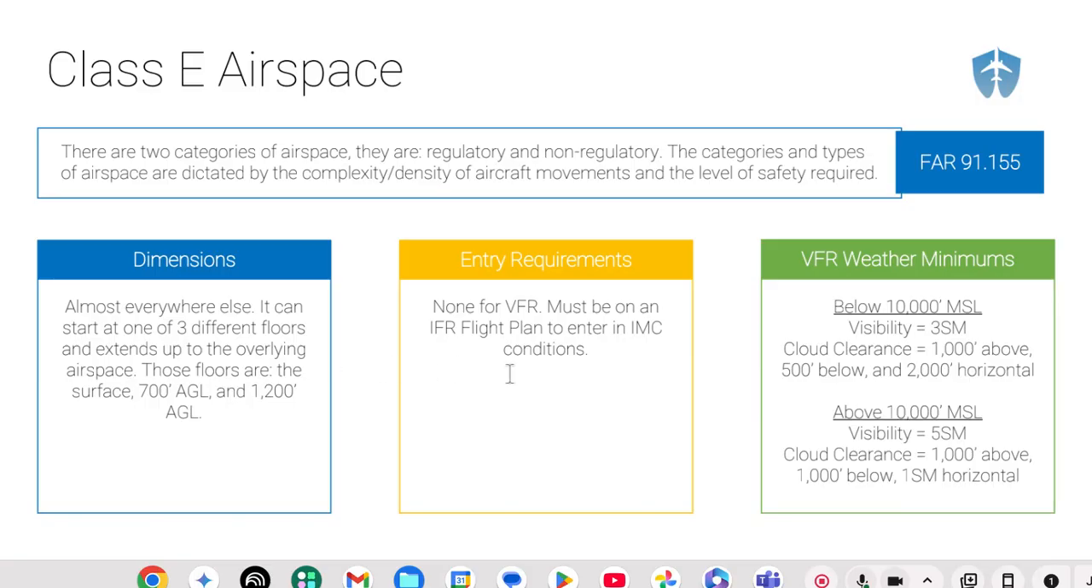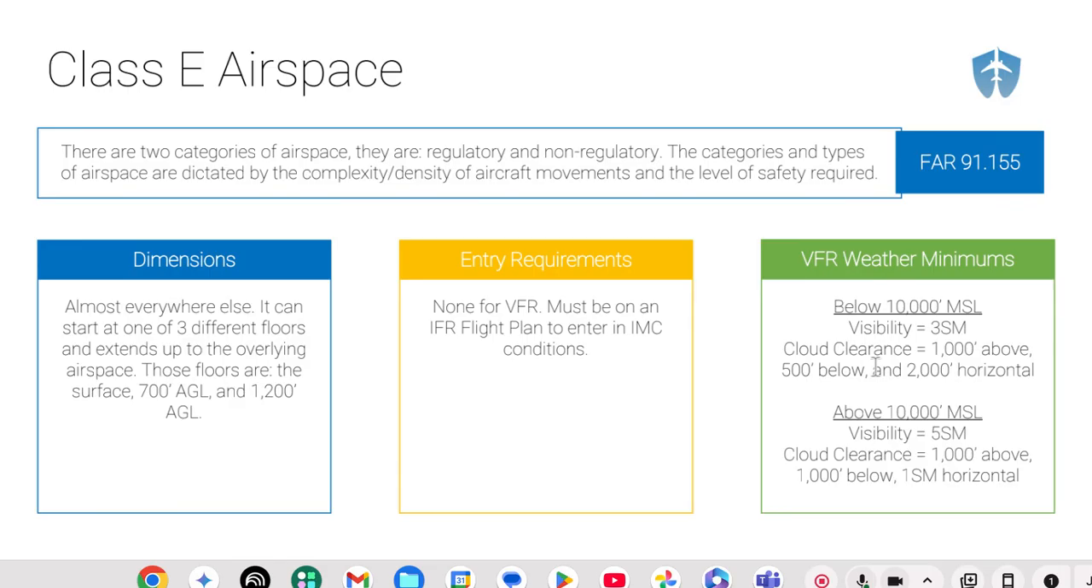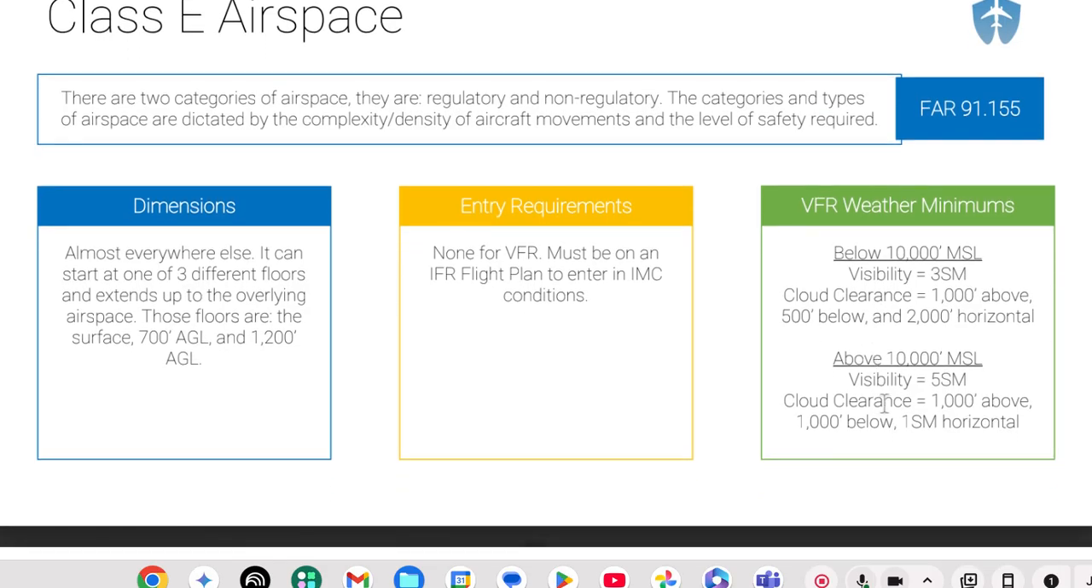There are no entry requirements, but if you are going to be flying into clouds, you must be on an IFR flight plan. So the weather minimum is going to be a little bit different. Below 10,000 feet MSL, you're going to have the 3152s. Now if you're above 10,000 feet MSL, the visibility is going to be 5 statute miles, and 1,000 above, 1,000 below, and 1 statute mile horizontal.